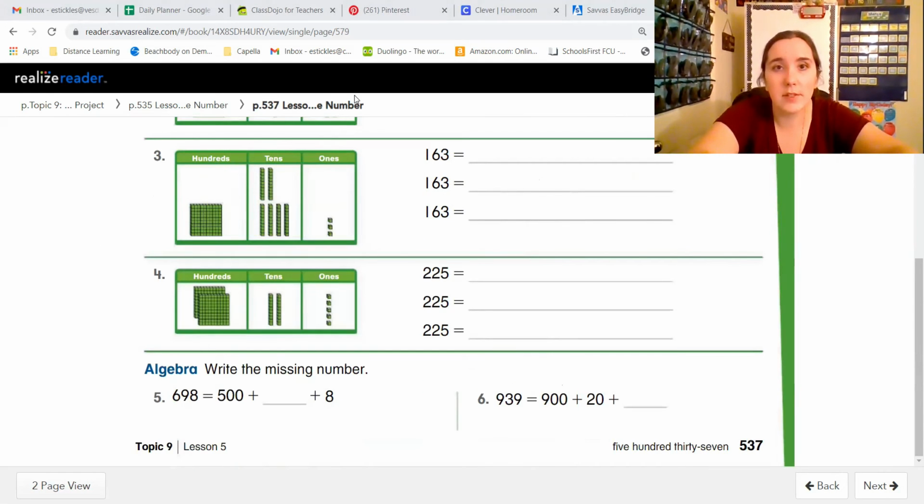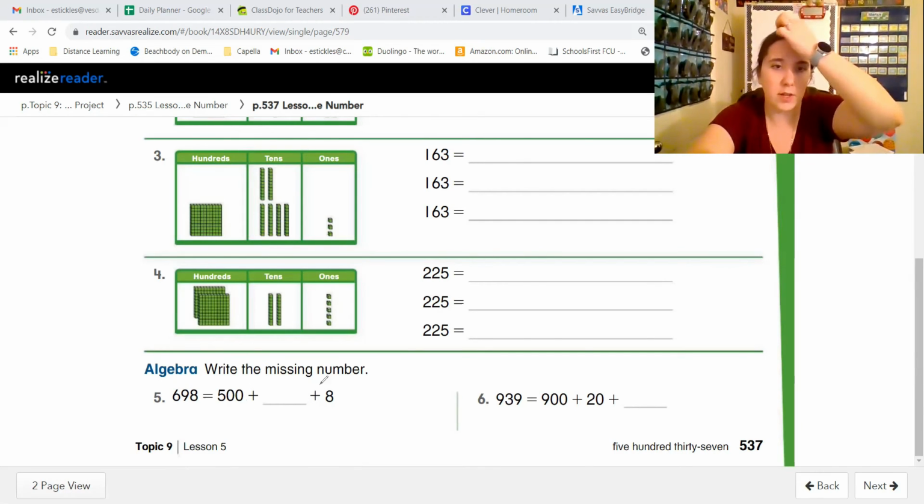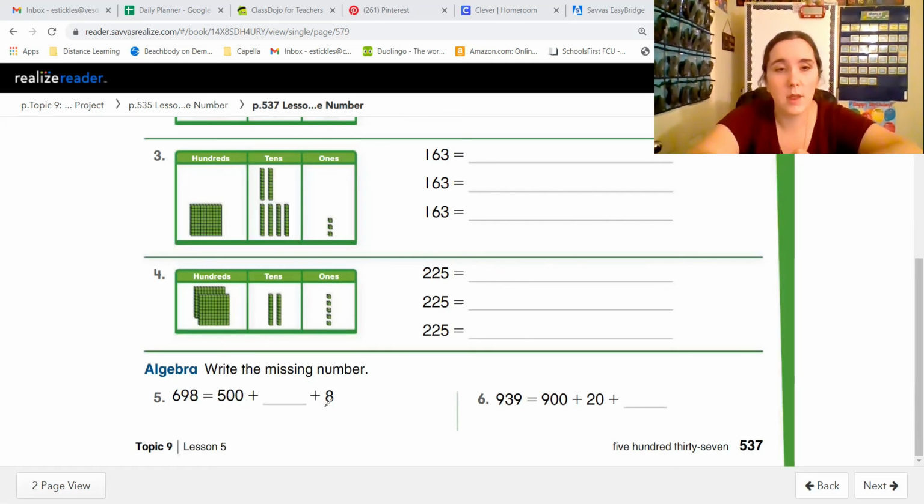We're going to do number 5 together. It says write the missing number. So we have to think 698 is the same as or equals 500 plus what plus 8. So let's think. If I add up 508, that would be 508, but I still have a lot more to go to get to 698.